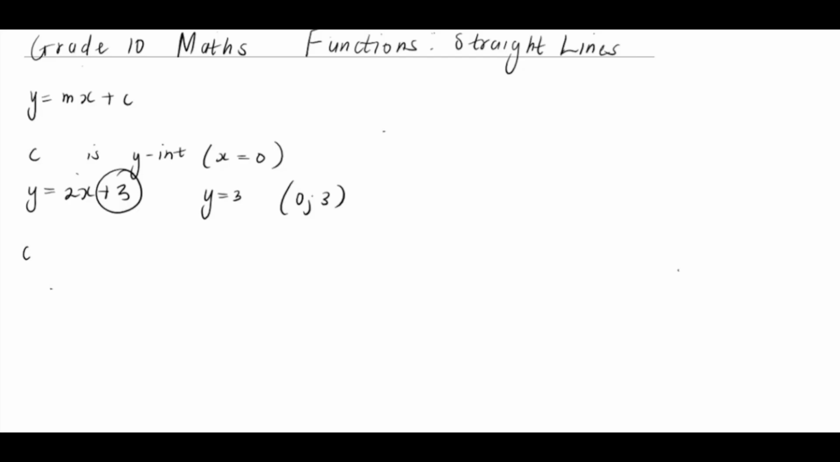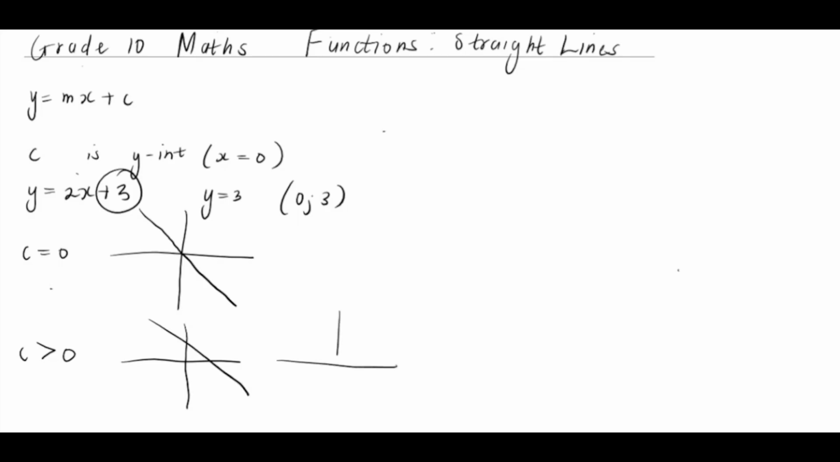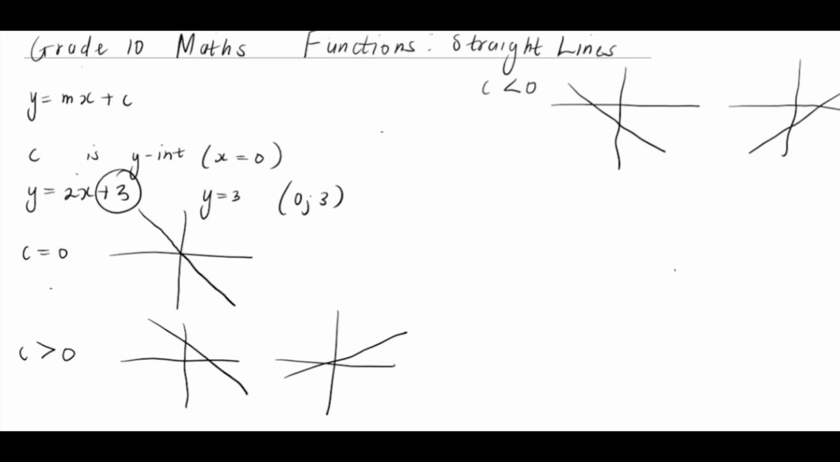Alright, so when c is equal to 0, that means our graph passes straight through the origin. When c is greater than 0, that means our graph goes above the origin, whether it's declining or inclining. And then when c is less than 0, our graph goes below the origin.